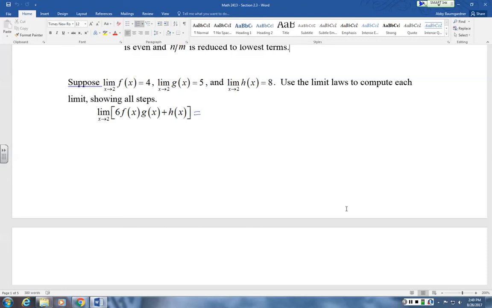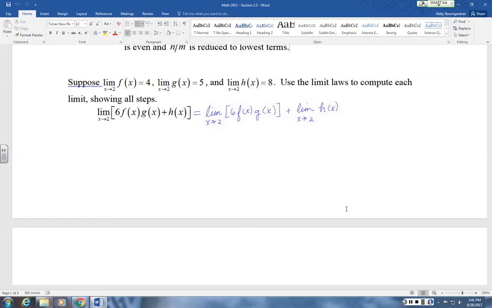And the first thing I'm going to do is split along that addition sign there. So I'm going to break this into 2 bits. We're going to have the limit of 6 times f of x times g of x as x approaches 2 plus the limit of h of x as x approaches 2. Now what some students will do is they'll show too many steps at once, and that ends up unfortunately getting some points off on your exams and quizzes.